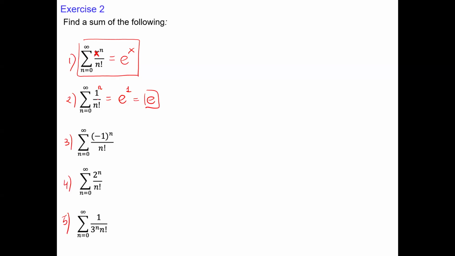Now we know. This one looks like e to the negative 1, 1 over e, because it's negative 1 to the n. We're just replacing that x. Yes. This one looks like e squared.